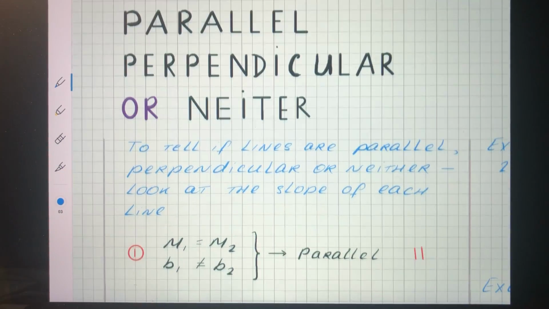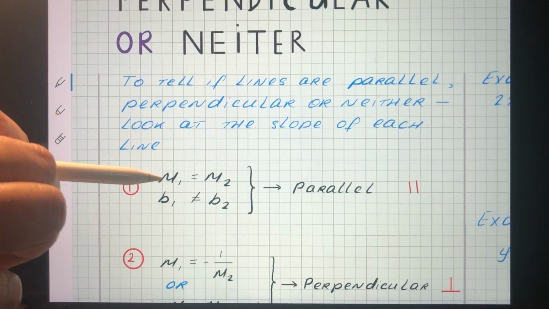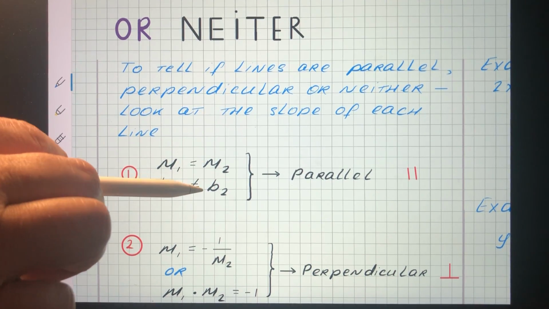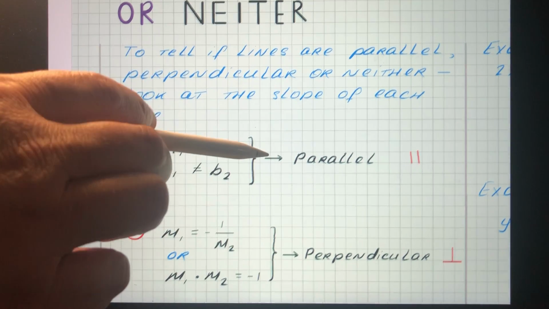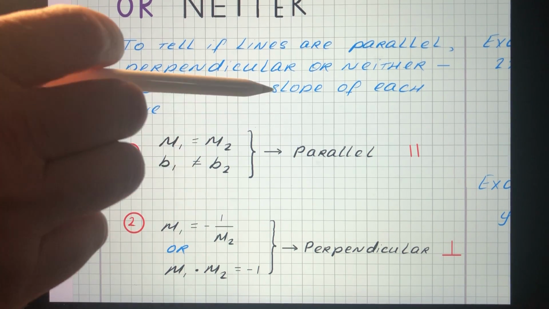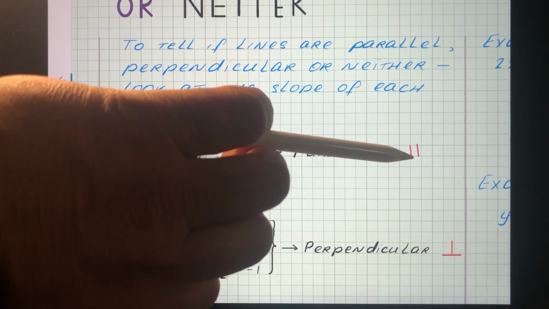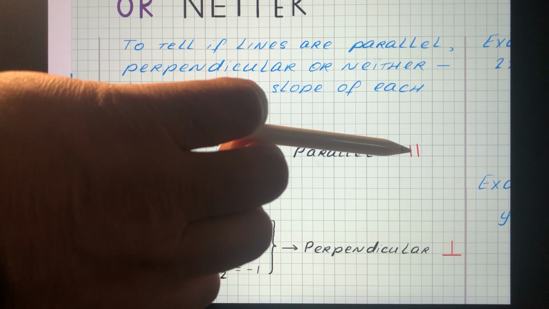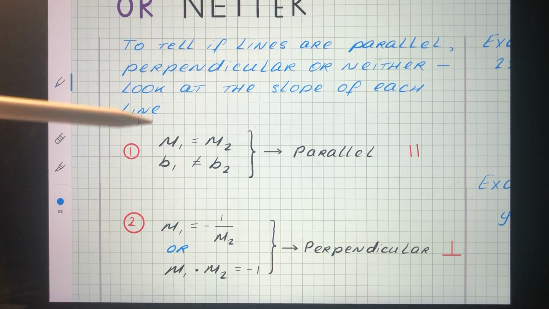For the parallel lines, if the two slopes are the same, and the two y-intercepts are different, then the two lines are parallel. The symbol for parallel is the two lines that are vertical, that run side by side and sort of look like two parallel lines.